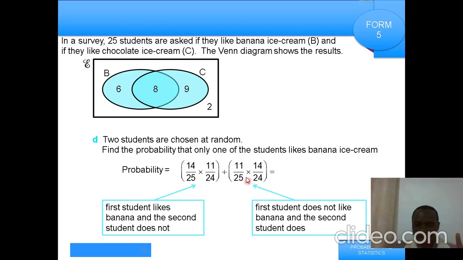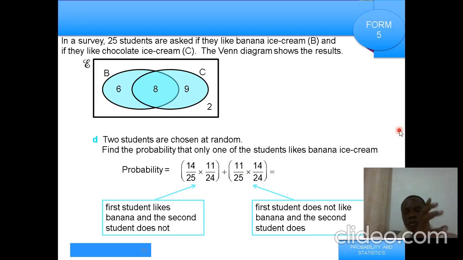The second way is to pick first a student who doesn't like banana, then the second time pick the one who likes it. So it will be 11 over 25 times 14 over 24. Now, remember, these are all situations. On a tree diagram, this one will be a branch joining this one. It will be a branch and a branch. Then this one will be another branch, a branch and a branch. It's also joining.